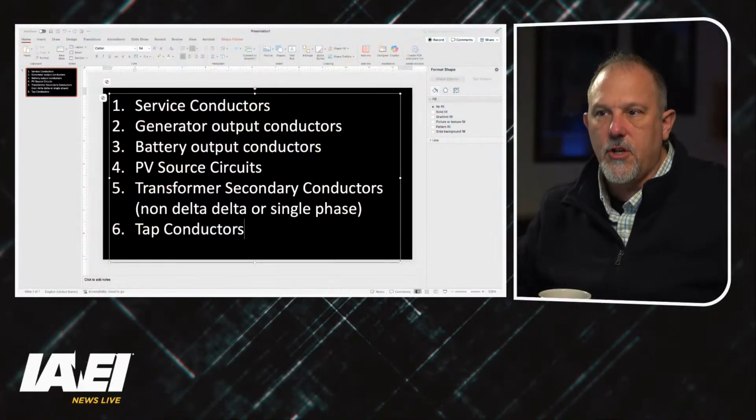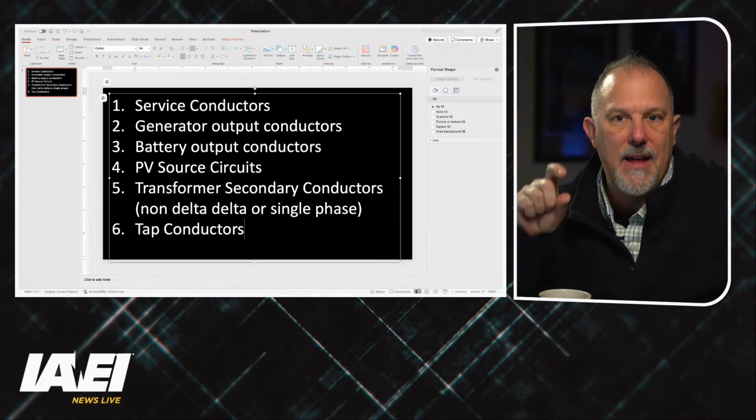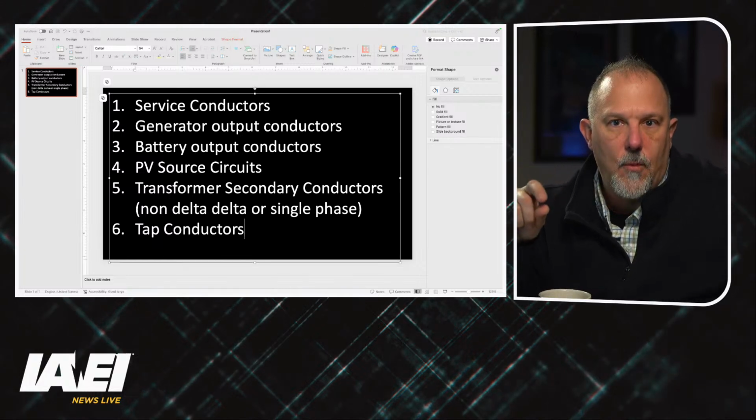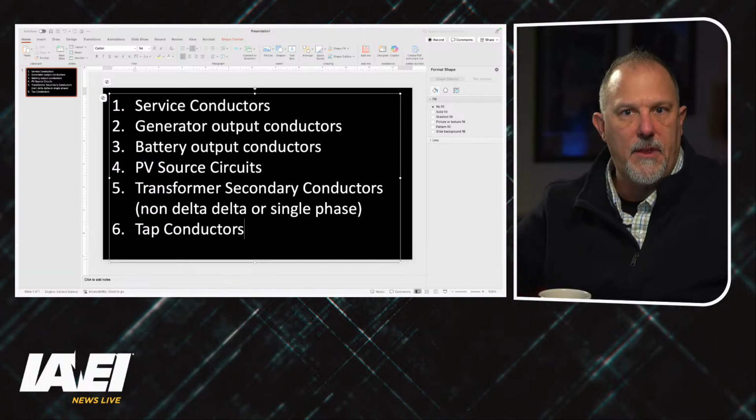Wow. We went through service conductors, generator output conductors, battery output conductors, PV source circuits, transformer secondary conductors, tap conductors. We talked about appliances and fixture wires and all of those that are technically smaller, not protected by the branch circuit overcurrent protective device. So we went through a lot in this discussion in 1 hour. We covered a lot of material, and I hope that you got something out of this session.